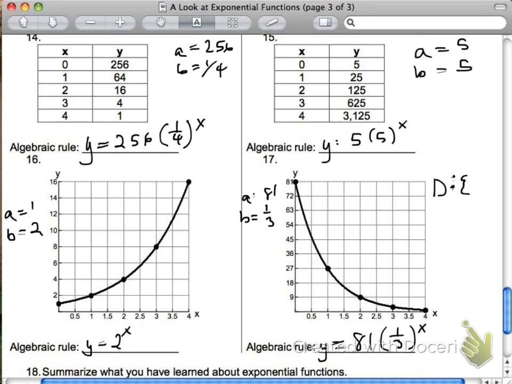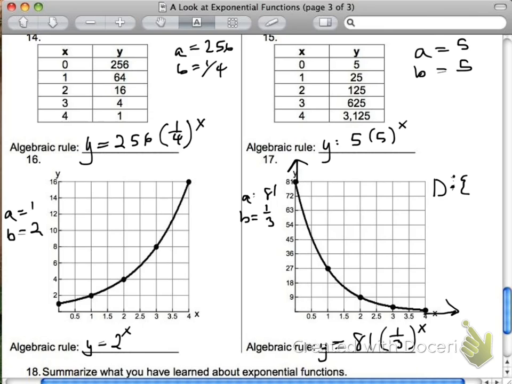So domain and range. What's my domain here? On number 17. Remember how we find domain and range? Is there a minimum X value? Does X go to the left? Does it ever stop going to the left? Yeah, it does stop going to the left. It just goes straight up.